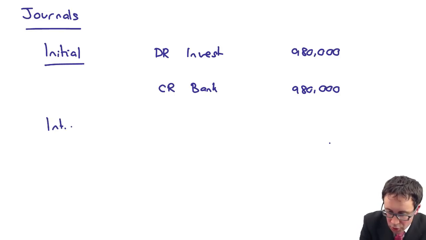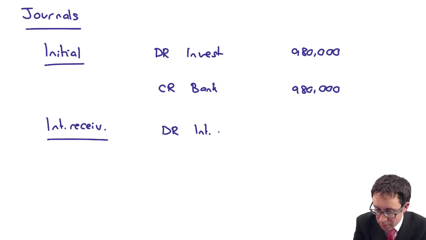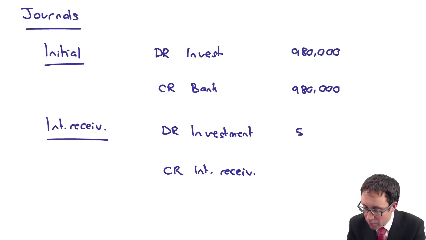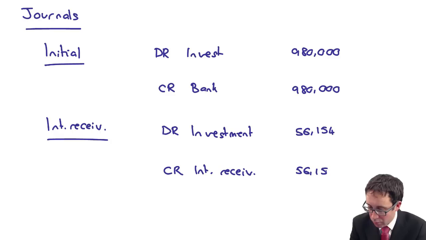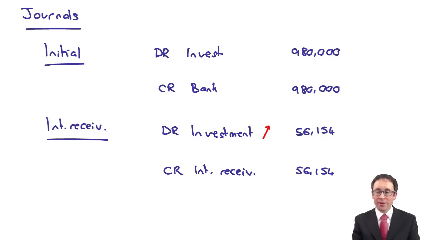Then what you have subsequently is your interest receivable. So if you like your investment income, if you like to call it investment income. So there, that's whereby you credit the interest receivable, sorry, careful, and you debit the investments. And in year one, where's that? The 56,154. A debit to the investment is whereby you're increasing the investment, hence why we added it to the opening balance, wasn't it?